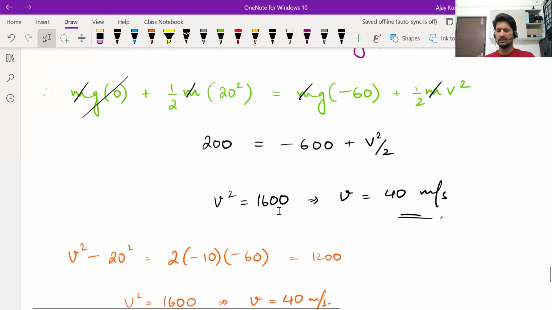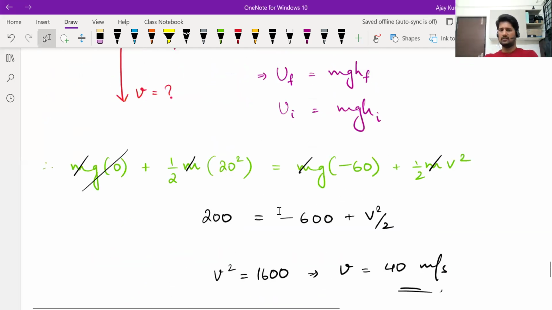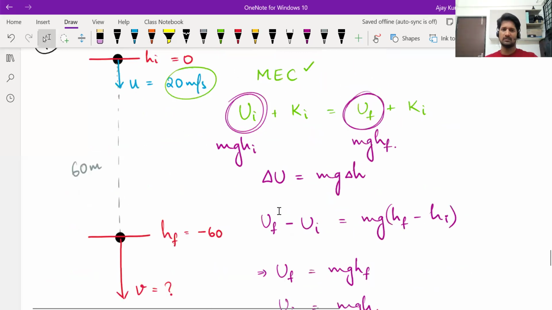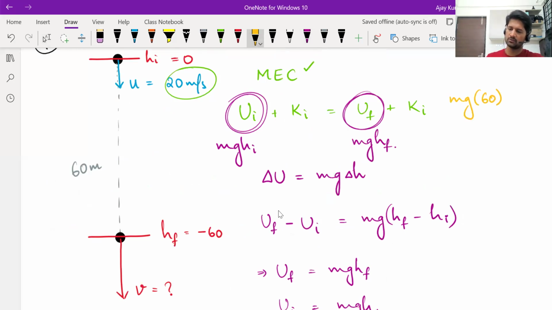Okay, but now we did it in a slightly different manner by using mechanical energy conservation. You can do it using the work energy theorem also. Gravity is the only force which does work. Gravitational force is mg. Height descended is 60 meters. So work done by gravity, mg into 60, is equal to half m final speed square minus initial speed square. Work done by all forces is equal to change in kinetic energy. This way also you will get the answer. So basically we are learning different techniques that can be applied to solve problems in physics.